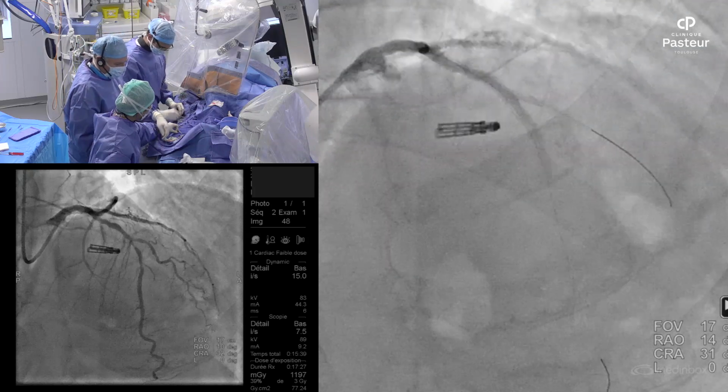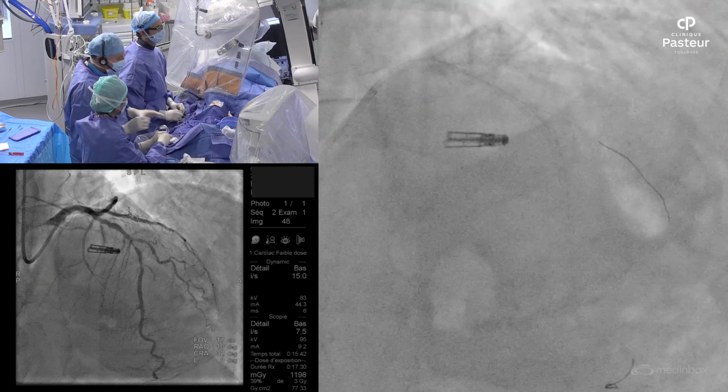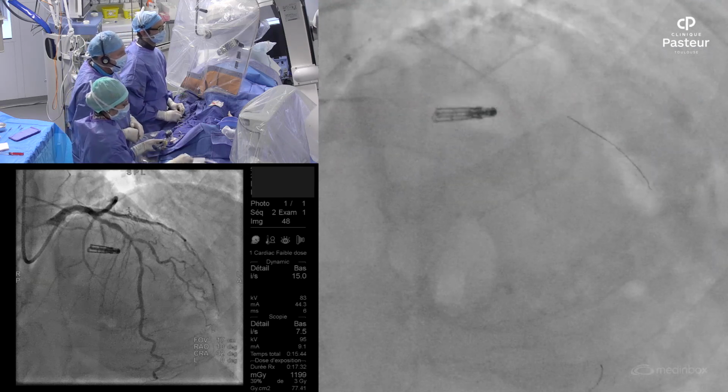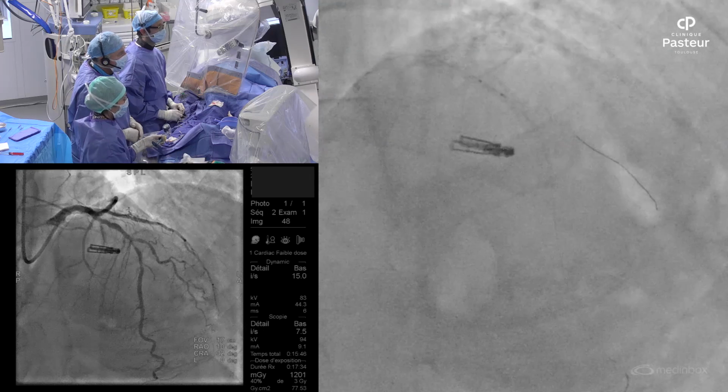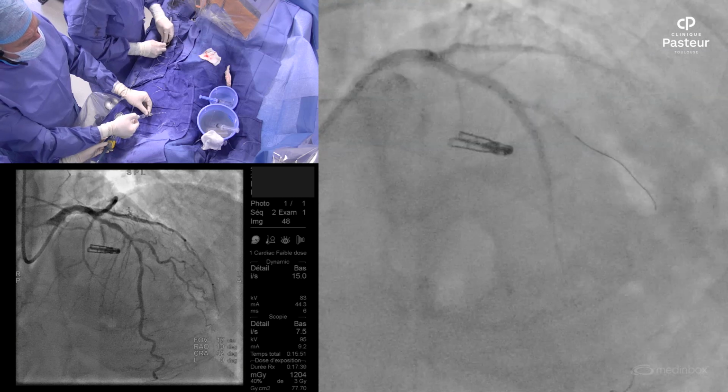Yes. And how much pressure did you give to the diagonal? I think it was 14 atmospheres. 14. Yeah. So high pressure with a 2 millimeter, a small non-compliant balloon. Can we have a zoom, please?